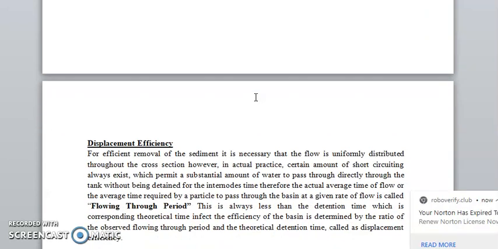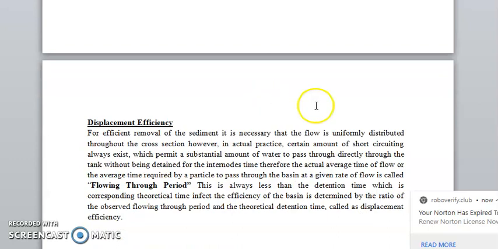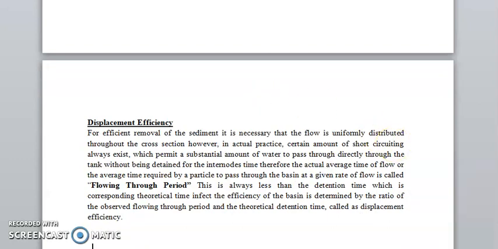Now we go for the displacement efficiency of the tank, which is very important. For effective removal in sedimentation, it is necessary that the flow is uniformly distributed throughout the cross section. However, in actual practice a certain amount of short circuiting always exists. A certain amount of water passes directly through the tank without being detained. Therefore, the actual average time required for a particle to pass through the basin at a given rate is called the flowing through period. This is always less than the detention period.